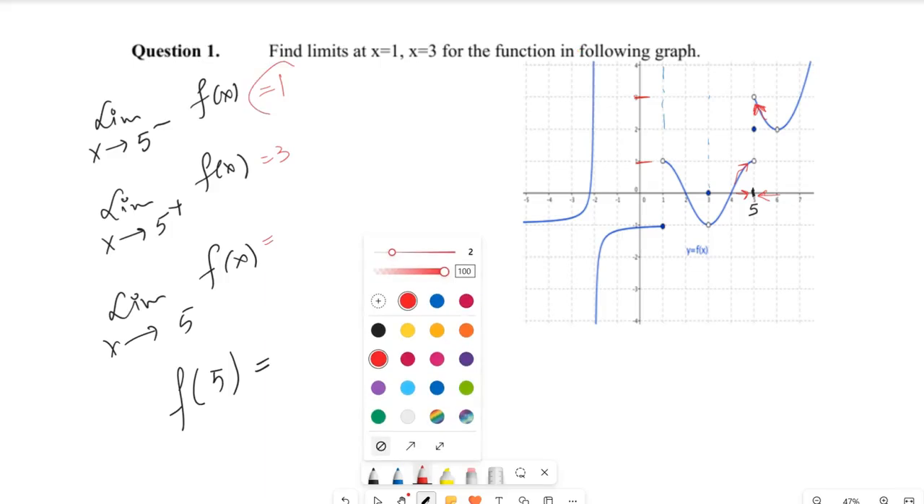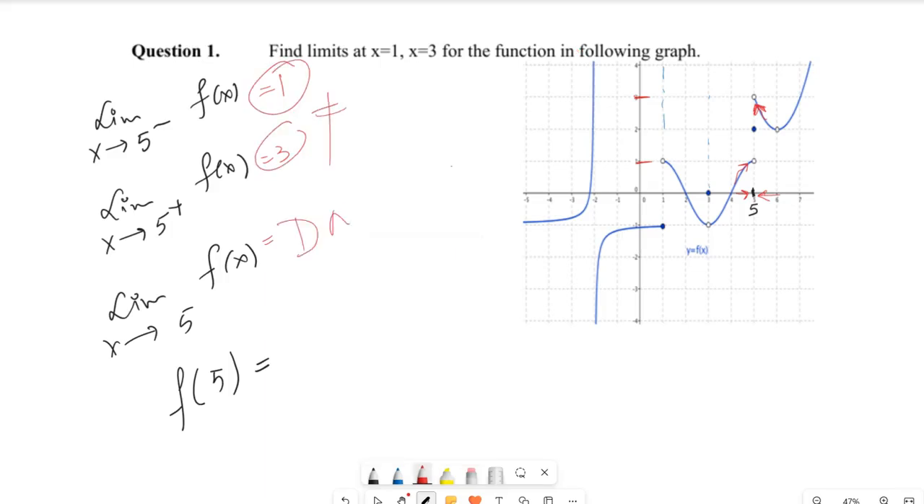Now, these two numbers are not equal to each other. Therefore, the limit does not exist. Okay. Now, lastly, what is the value of the function at 5? At 5, the solid point shown is at 2. The function's value exists and that is equal to 2.